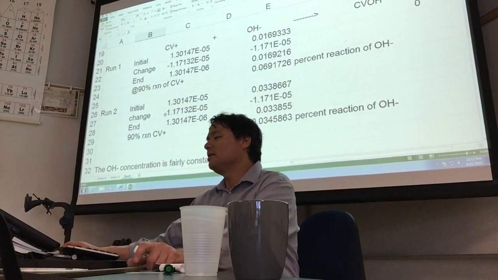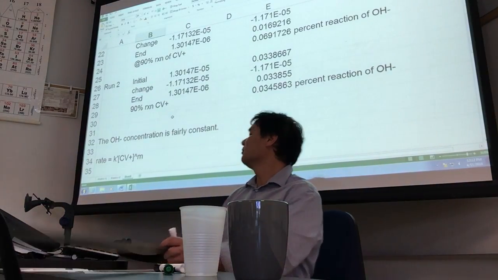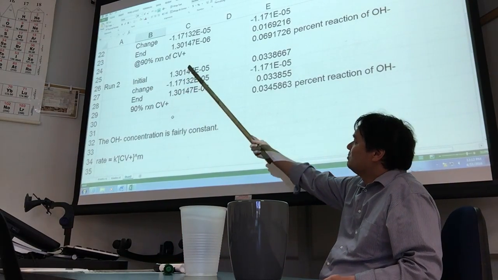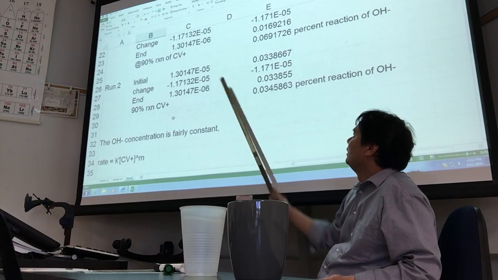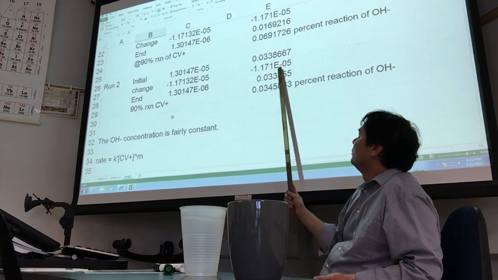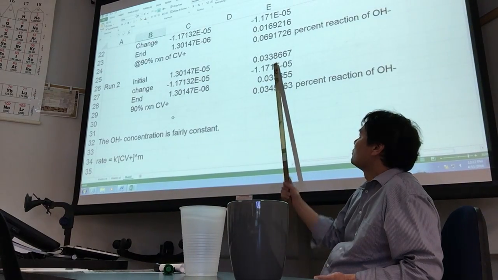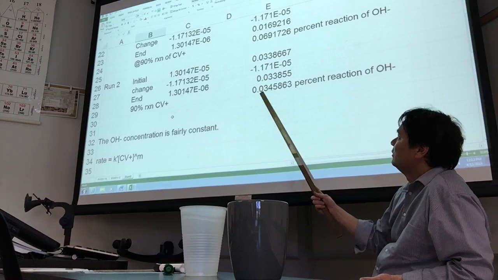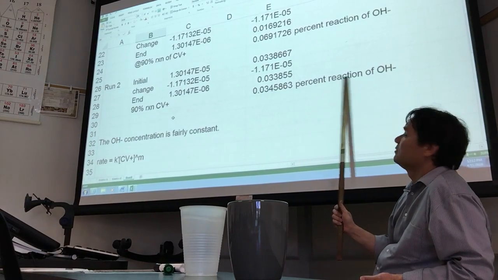Okay, the same thing happened in run 2. If we look at run 2, we're going to do the same thing. We're going to consume 90% of the crystal violet. How much of the hydroxide did we consume? Well, in here we had twice or double the concentration of hydroxide, so the percent's even smaller. It's half the percentage. We only consumed 0.03% of the hydroxide.